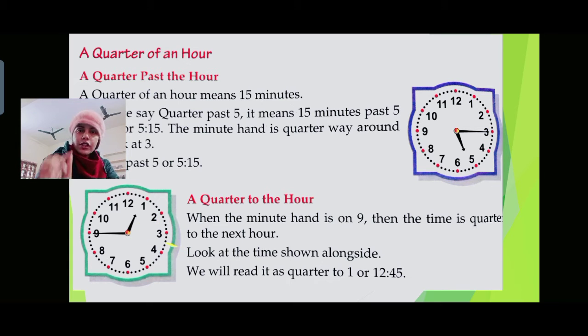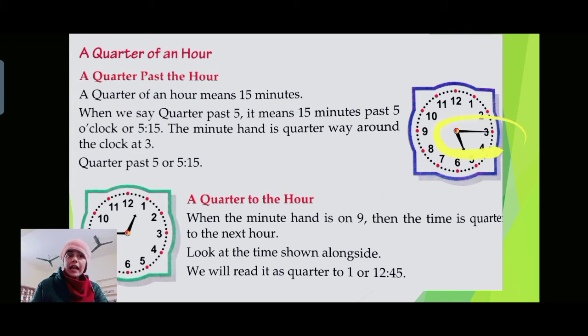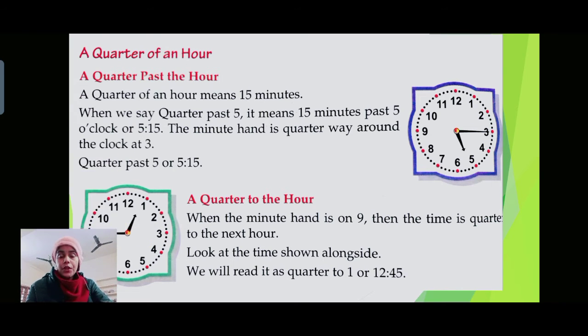Understood children? So let's revise it one more time. If your minute hand is on 3, this will be quarter past. If your minute hand is on 9, it will be quarter to. Understood children? Now let's see what is there in your next slide.